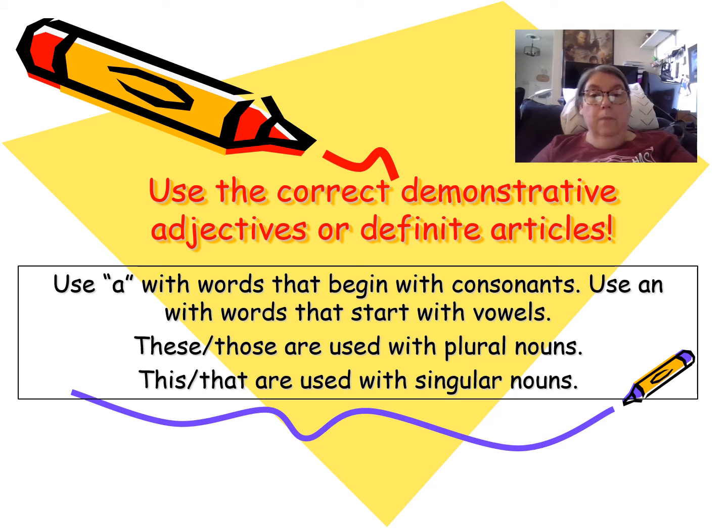Use the correct demonstrative adjectives or definite articles. Use a with words that begin with consonants. These and those are used with plural nouns, and this and that are used with singular nouns.